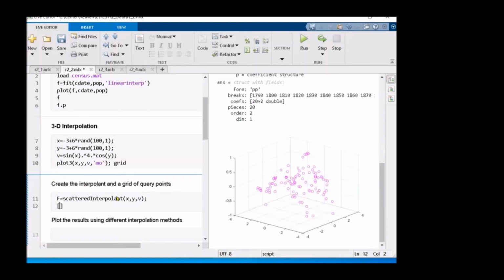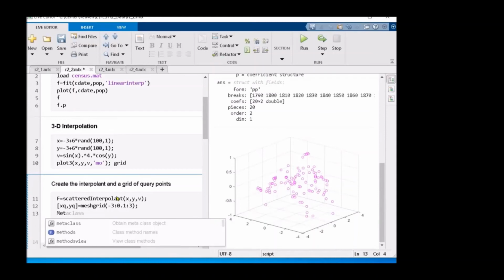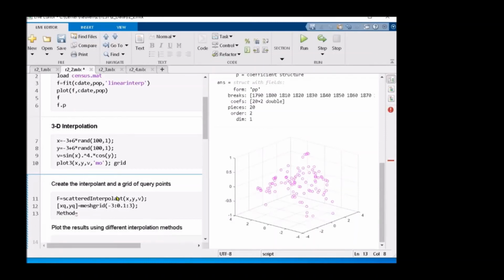Now we can make a meshgrid to plot the 3D plot. We will use meshgrid: xq, yq is equal to meshgrid. We will start from -3, as we did with our random data. We will take each 10th point until 3. We will do it with 3 different methods. Let me only check that we have no mistakes here. No, there are no mistakes.